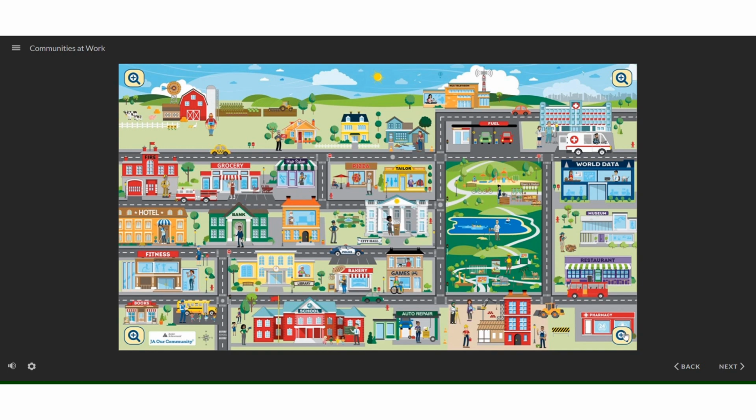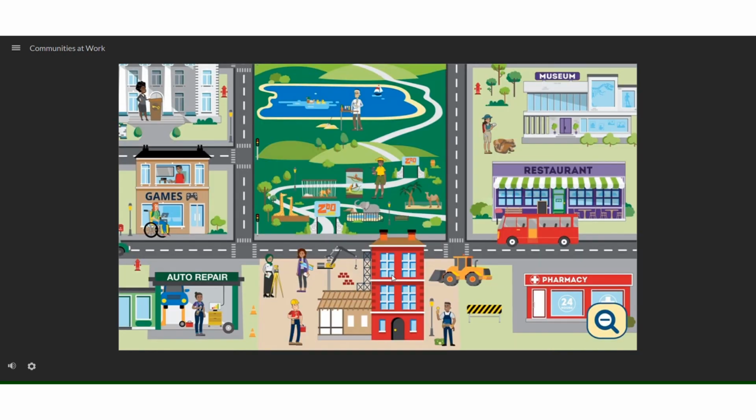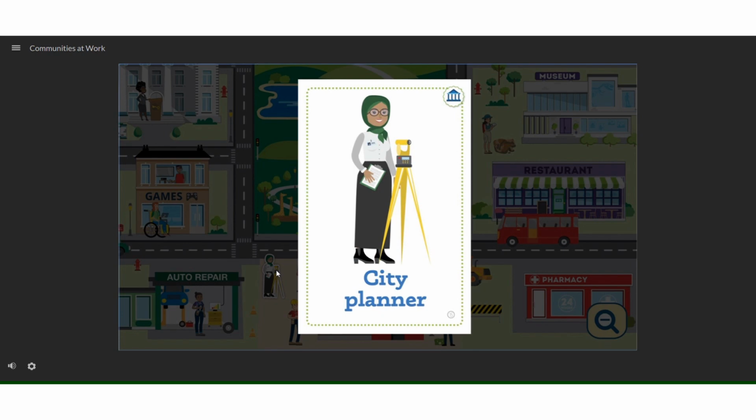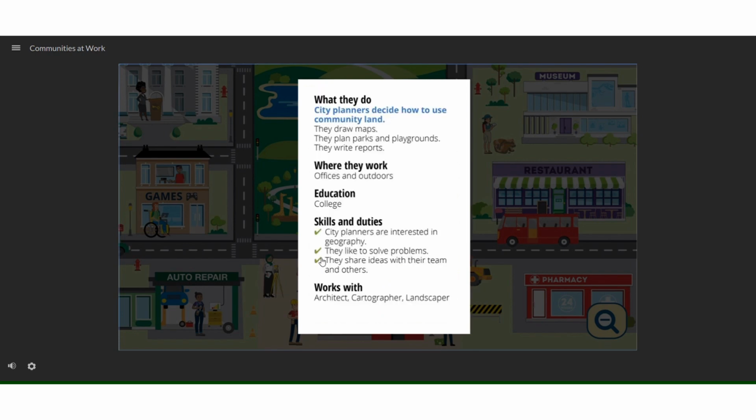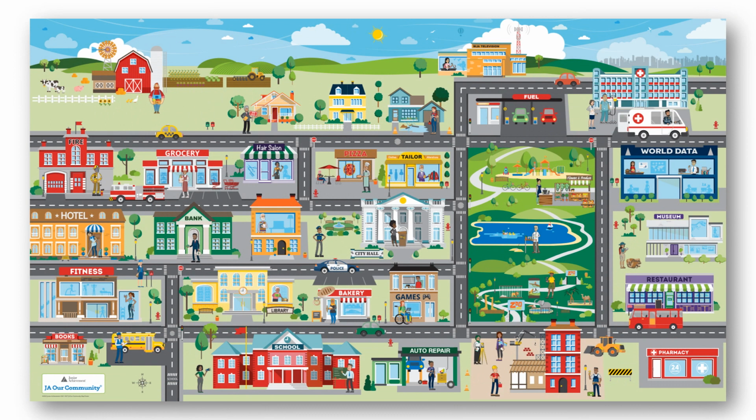For example, a digital interactive version of the JA Community Map is included in the on-screen presentation. At multiple points during the presentation, volunteers can click on the map to zoom in on areas and click on certain objects. However, a poster of the JA Community Map is also included in the kit of materials. This is helpful in situations where internet or smartboard access is not functioning properly or not available at all.